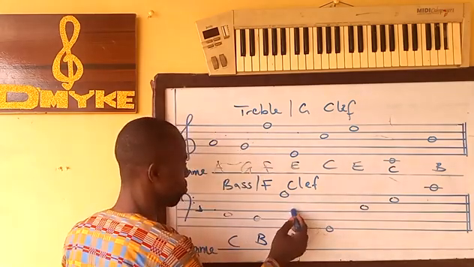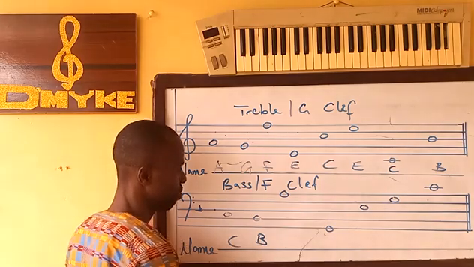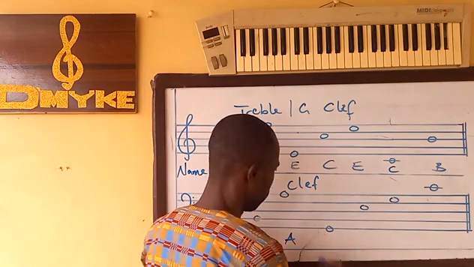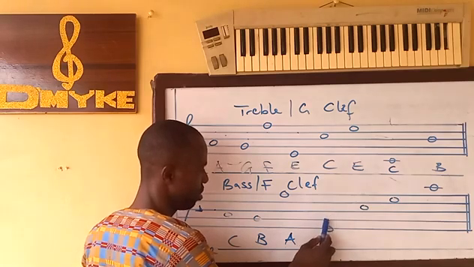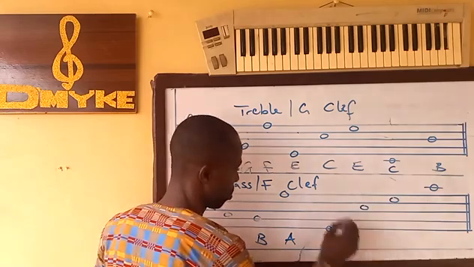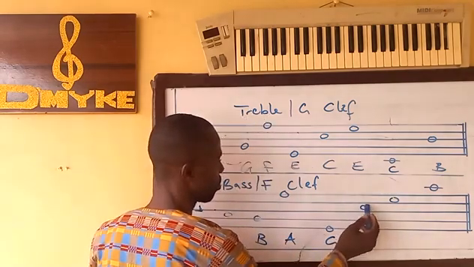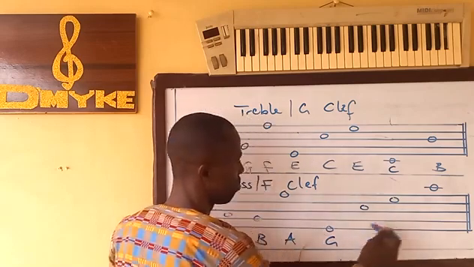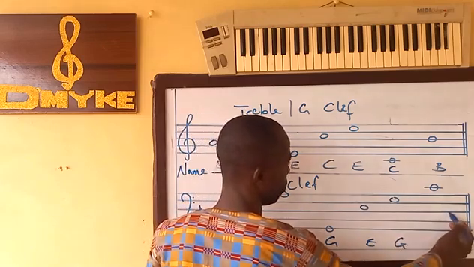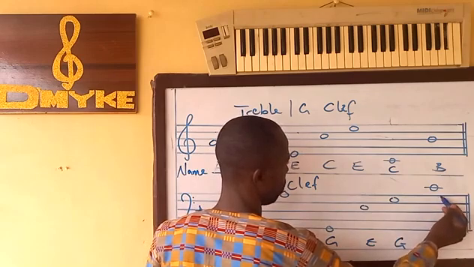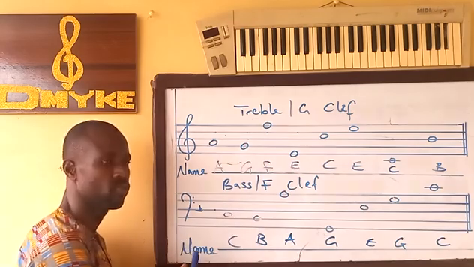Now, this is D also. The one above D is E. The line is F, G, and A. So this is A. Back to D, the reference point: D, C, B, A, G. Now back to D, the reference point: D, E. Back to D, E, F, G. It is G. Then back to D, D, E, F, G, A, B, C. That is C.